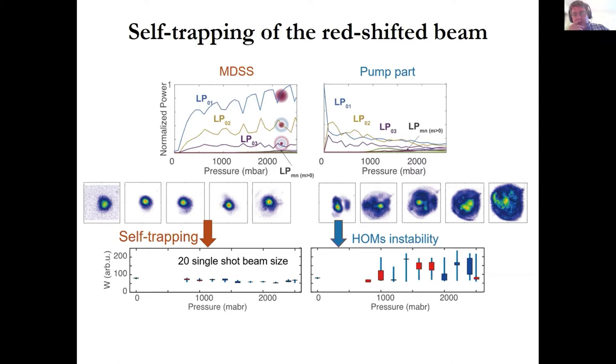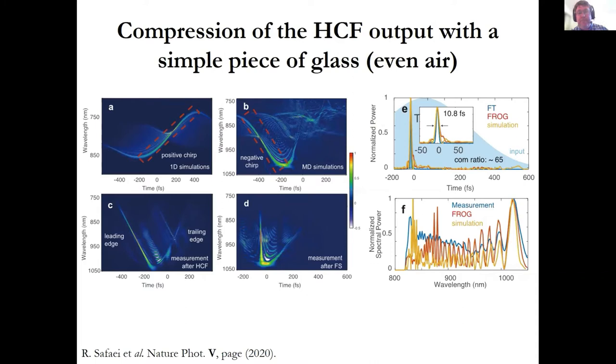You know, it's like we have the good from the MDSS and we have the bad from the pump, in the sense that the pump at the output cannot be used because it's propagating into higher order modes, while the MDSS is really good, really clean, and it's like a self-trapped beam composed of LP0N modes. And then a big surprise came.